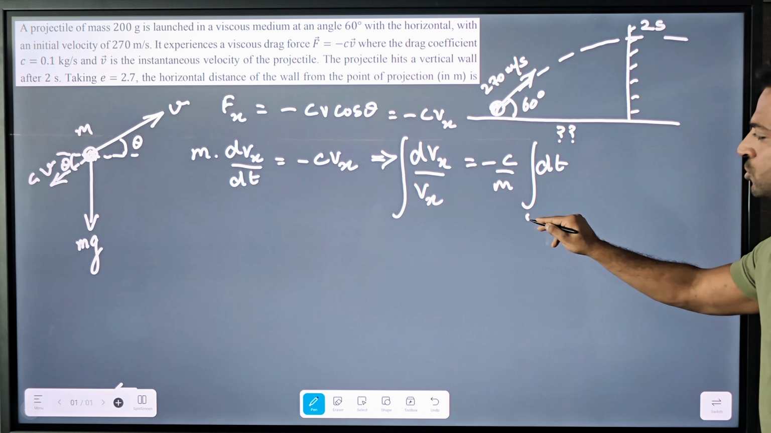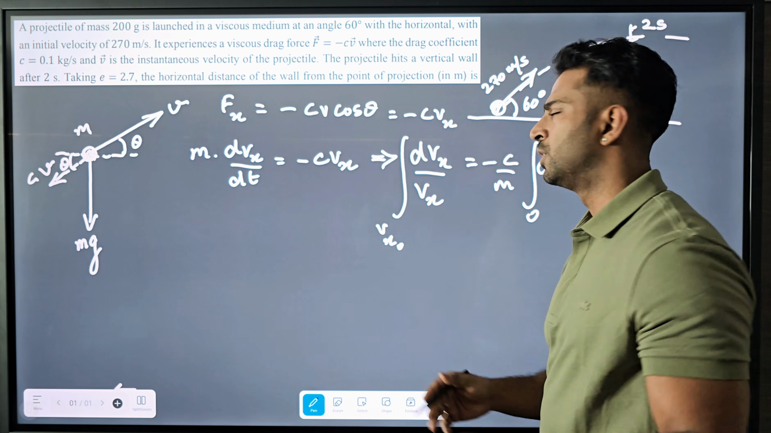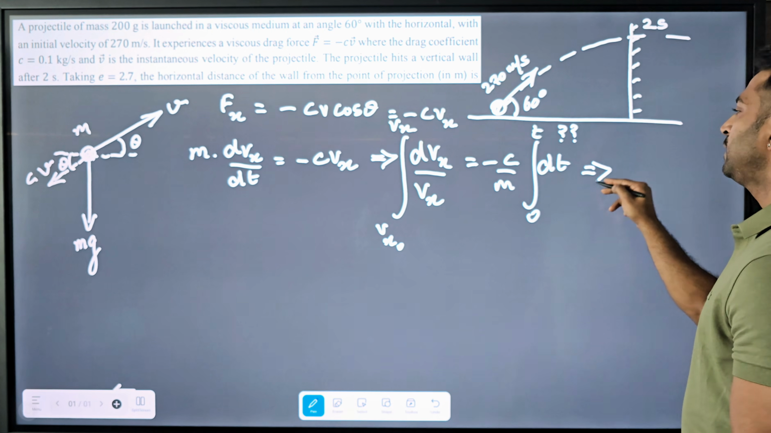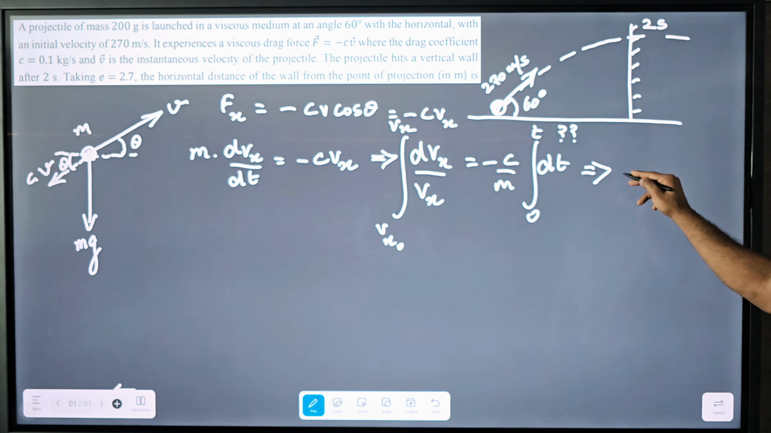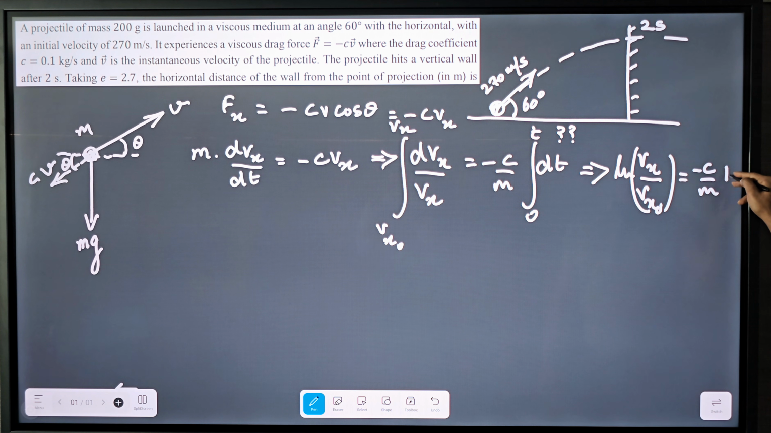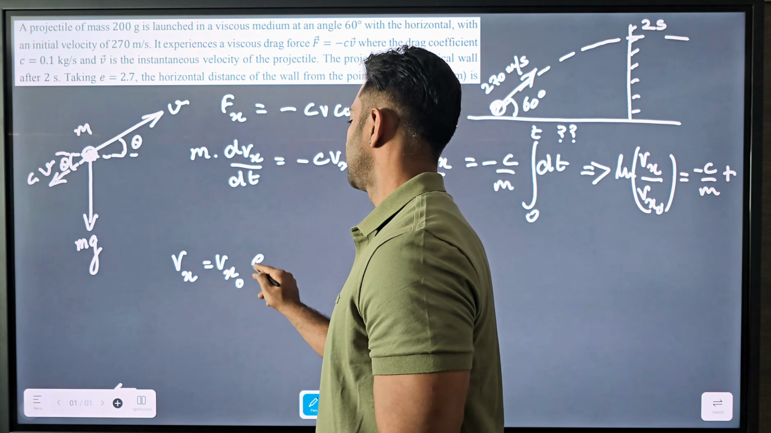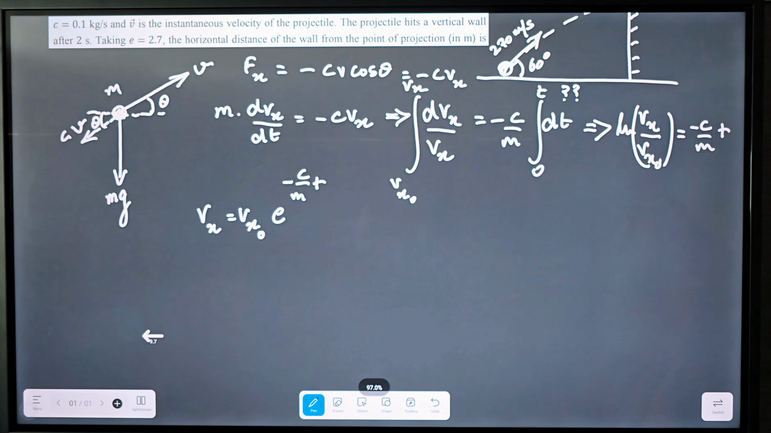The limits: when the time is 0, when the body is projected, let the x component be some Vx naught. We'll put the values later on. And when the time is t, let the x component of velocity be Vx. This is a standard integral: dx upon x is log x, and log of upper limit minus log of lower limit is simply log of upper limit upon lower limit. The right hand side is simply minus c by m times t. Log gets out, exponential comes. So I have an intermediate equation, Vx equal to Vx naught e raised to the power minus c by m times t. This is the first equation that we have obtained.